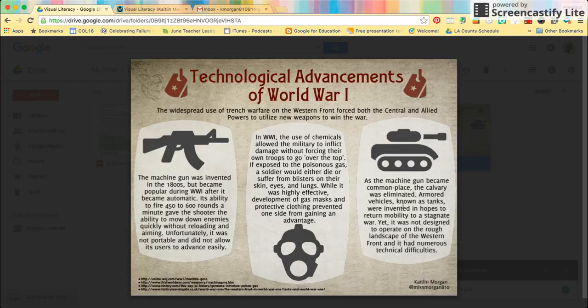For my visual literacy project, I decided to do an infographic about the technological advancements of World War I. I created this using a blank template on Easelly, which is a website I've had my students use to create infographics, and it's super easy to use.